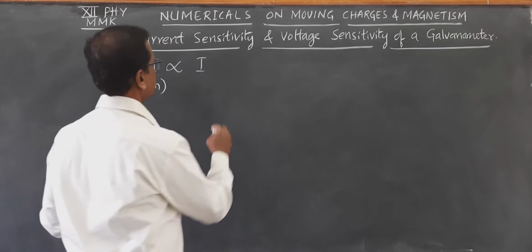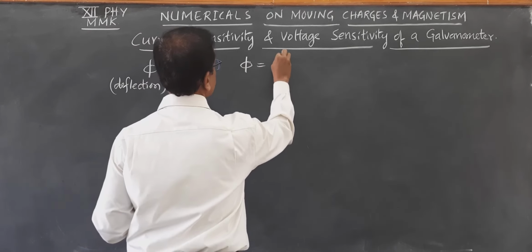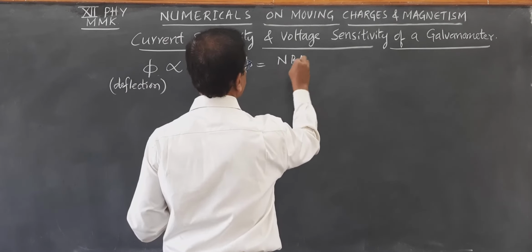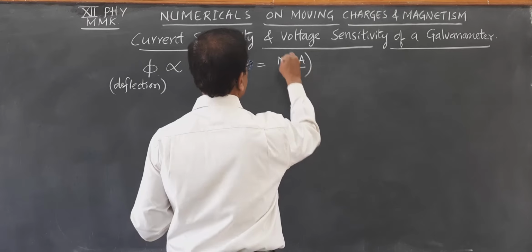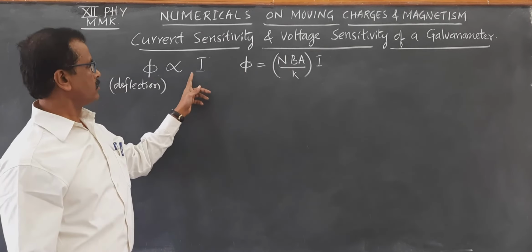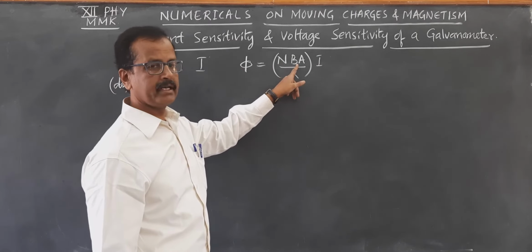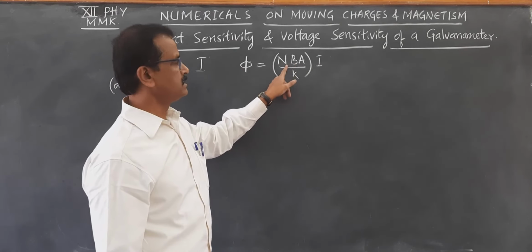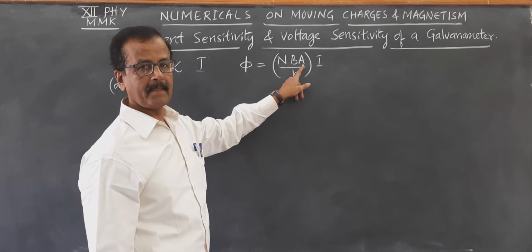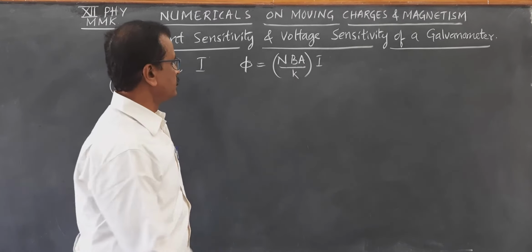So when we take out this proportionality sign, we get phi is equal to N B A upon K into I, where the proportionality constant becomes N B A upon K. Here B is the magnetic field strength, N is the number of turns, A is the area of the coil, and K is the torsion constant of the wire.